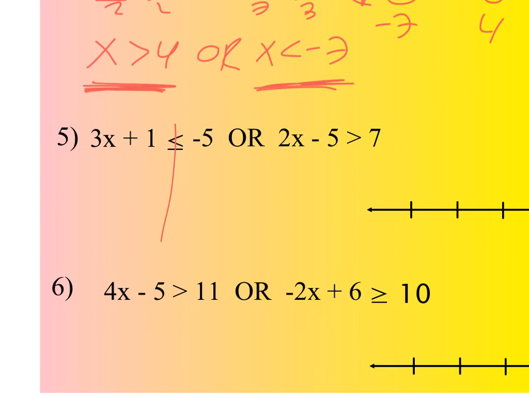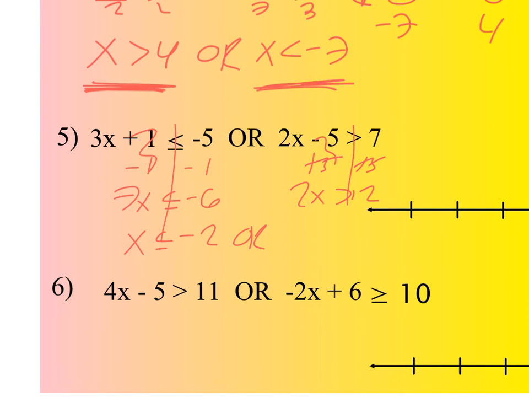But each problem just is like its own little problem. Okay? Each inequality. So I'm going to solve that one on the left. I'm going to solve that one on the right. Okay? So this first one, I'm going to minus 1 from both sides, first of all. 3x is less than or equal to negative 6. And then I divide both sides by 3. X is less than or equal to negative, not 3, but negative 2. Okay? So there's my first inequality. Or, it's an or compound inequality, so now I got to solve the other side. I'm going to add 5 to both sides. 2x is greater than 12. Divide both sides by 2. X is greater than 6.